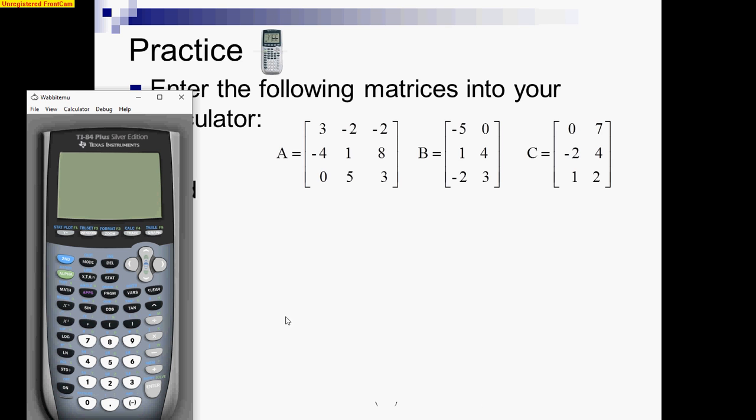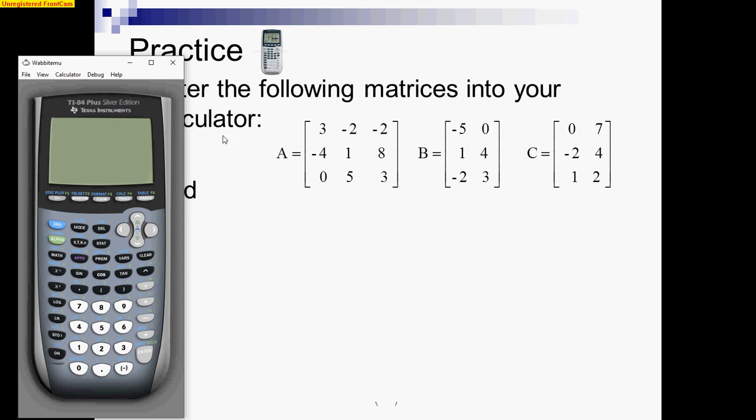So, here's your calculator. And the directions are to enter the following. Of course, you don't know how to enter anything into your calculator yet, but right above your X button, it says matrix. I guess first I better turn mine on. So go to the matrix. Now this screen is where you're going to call up the matrix names to your home screen.